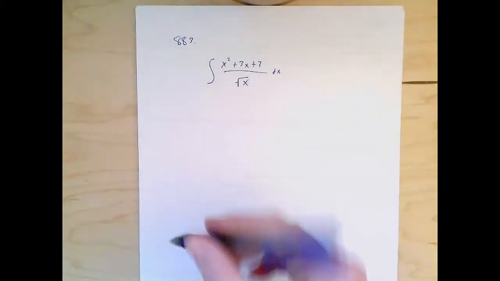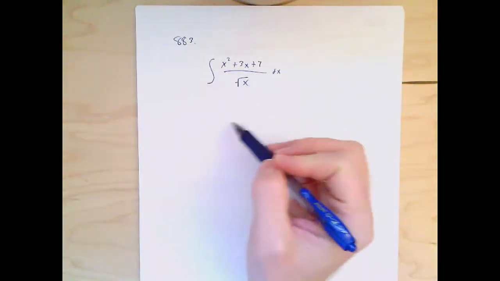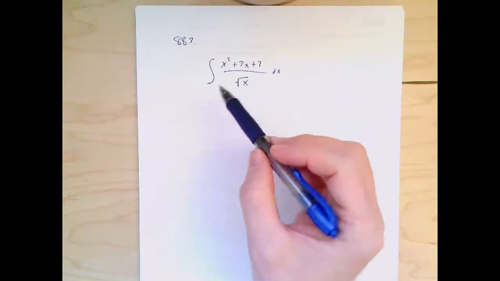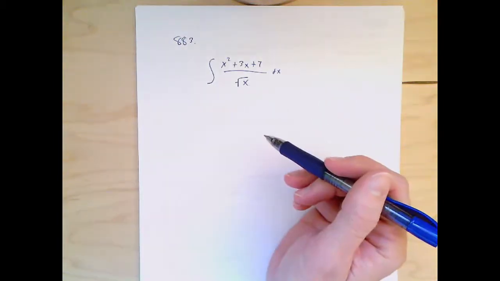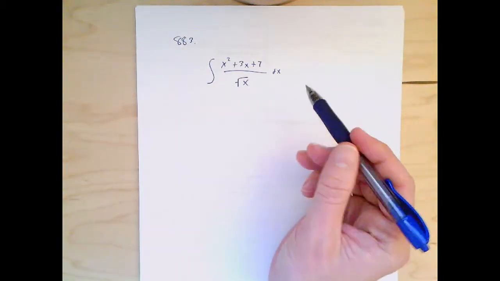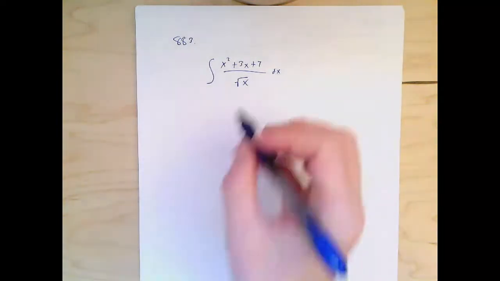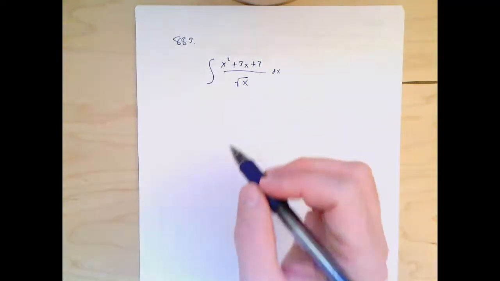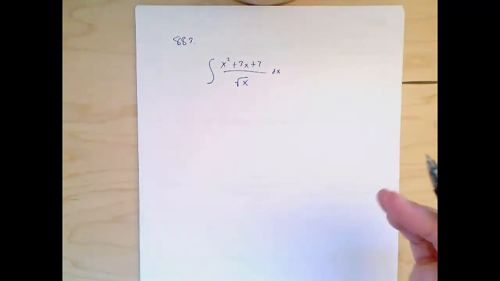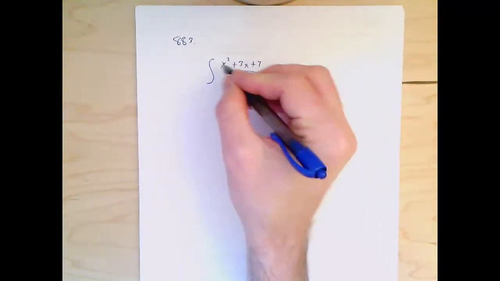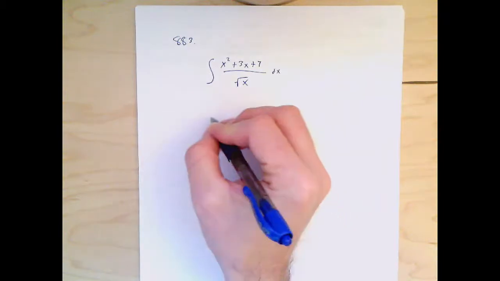So here you've got a quotient, and you don't know something like the quotient rule for integration, because that's not a thing. So it seems like you're stuck, but if you think about how you could simplify this, you could actually use the power rule backwards. So what I'm going to do is split this into three separate fractions.